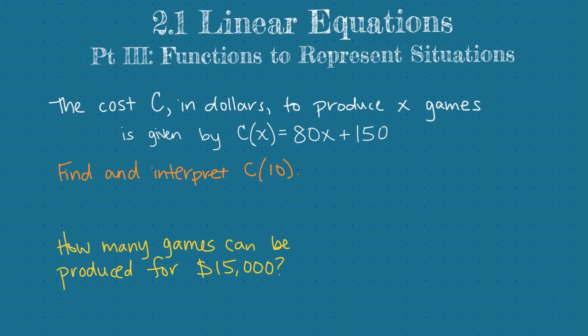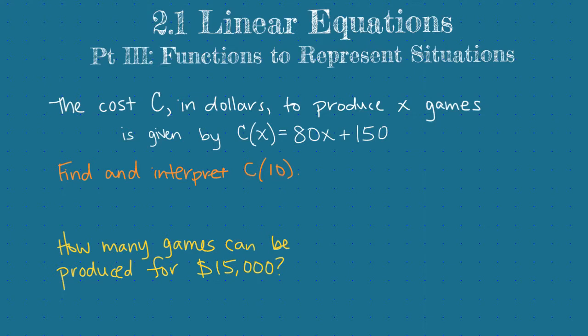As we can see, depending on what X is, how many games, it's 80 times X plus an additional $150. The way that this can be interpreted is that it's going to cost $80 per game to produce, since it's 80 times the number of games. This plus 150 can be interpreted in a couple different ways. It might be like an initial cost or a down payment or something like that, or the cost of production equipment.